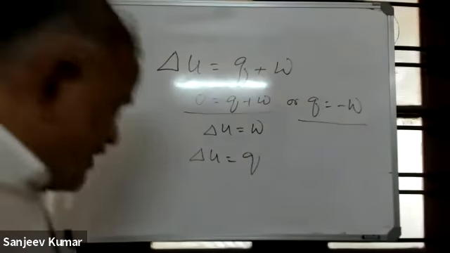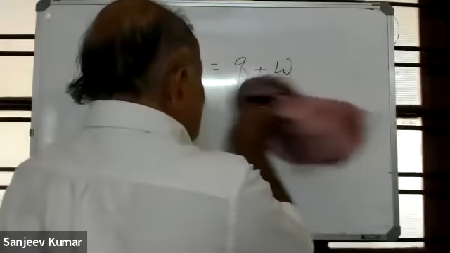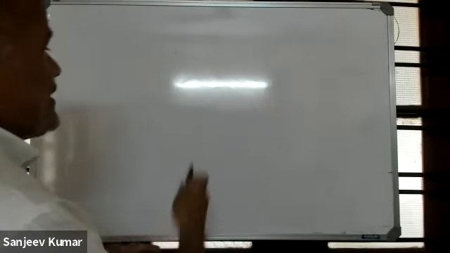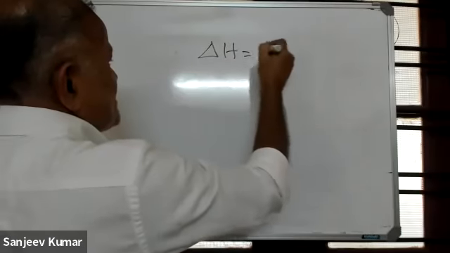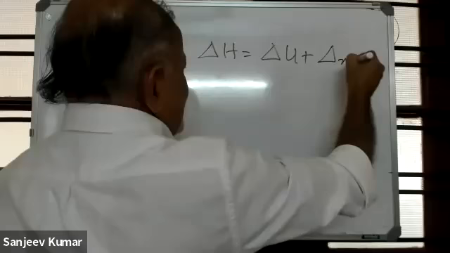The enthalpy change is the change occurring at constant pressure, and internal energy change is the energy change occurring at constant volume, and enthalpy change delta H is equal to delta U plus delta n RT.